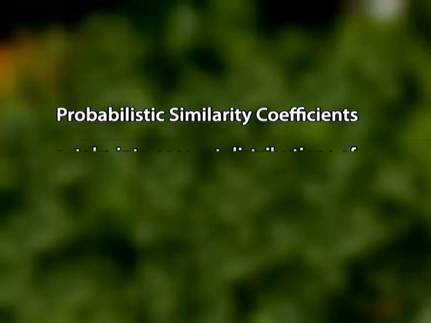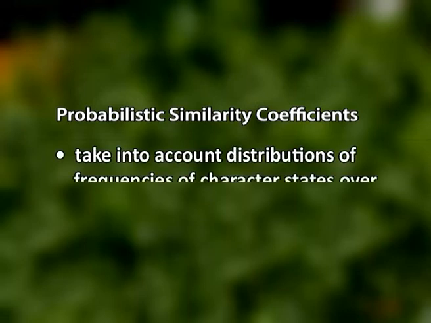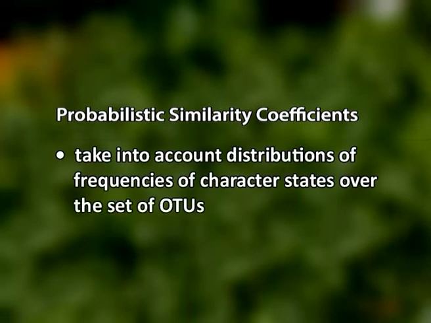Pearson's product moment correlation coefficient is most useful when most of the data exist in more than two states. Now, the probabilistic similarity coefficients. These take into account the distributions of the frequencies of the character states over the set of OTUs.